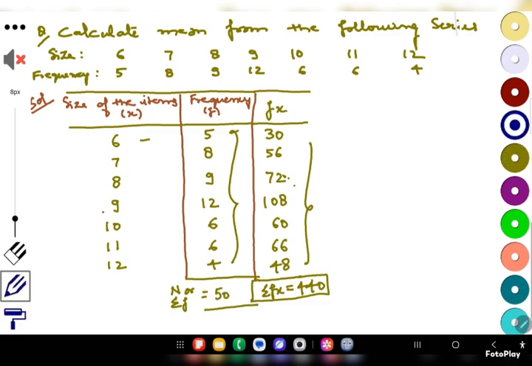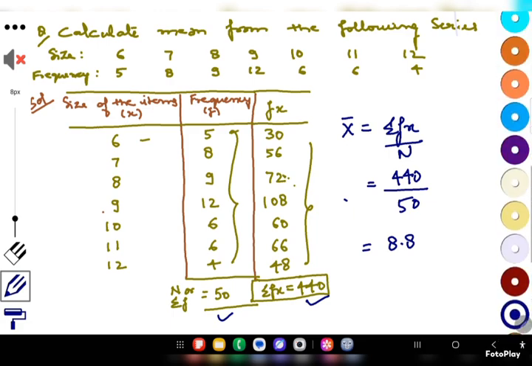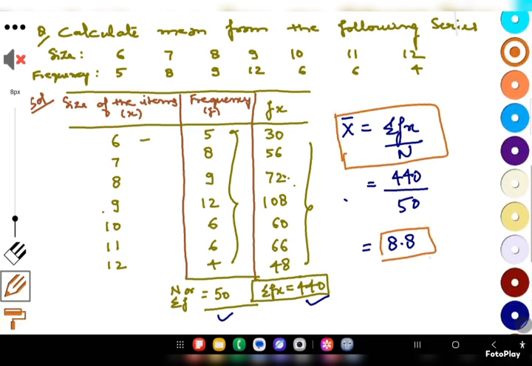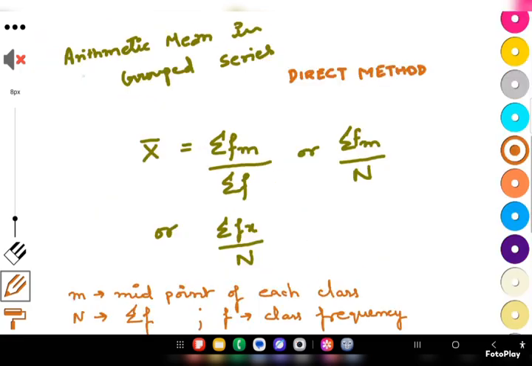So we'll take the total of frequency, that becomes the capital N. The total value is 50, that is the total of column number 2. Then we'll take the total of column number 3, which is sigma fx, that comes out to be 440. We'll simply put the values in the formula, which is sigma fx upon n. So we'll put it as 440 upon 50, that comes out to be 8.8, which is the mean here, or the answer.